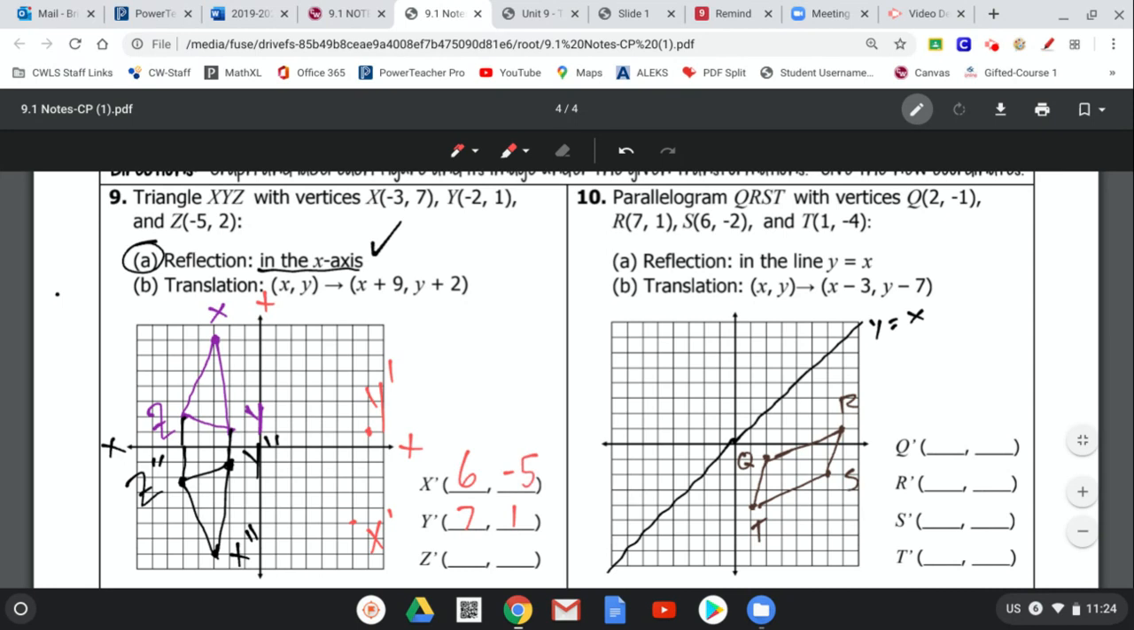And then we also have z, so going over 9, up 2. So that is going to put us right here. It's going to be z prime, and that's going to be at the coordinate 4, 0.